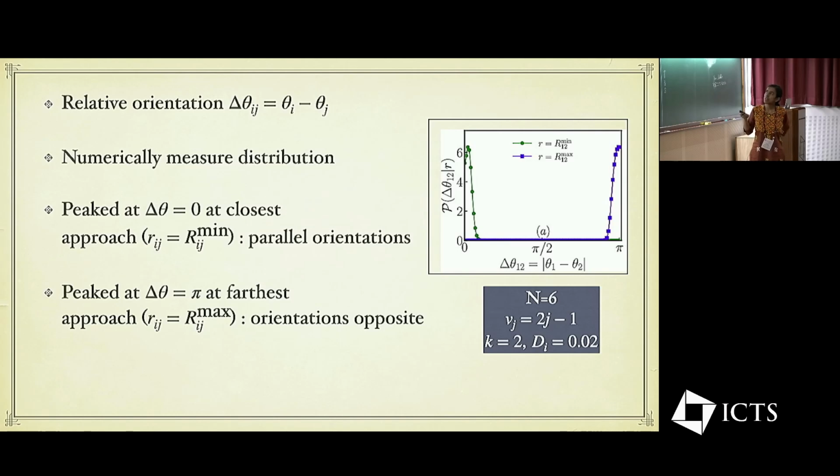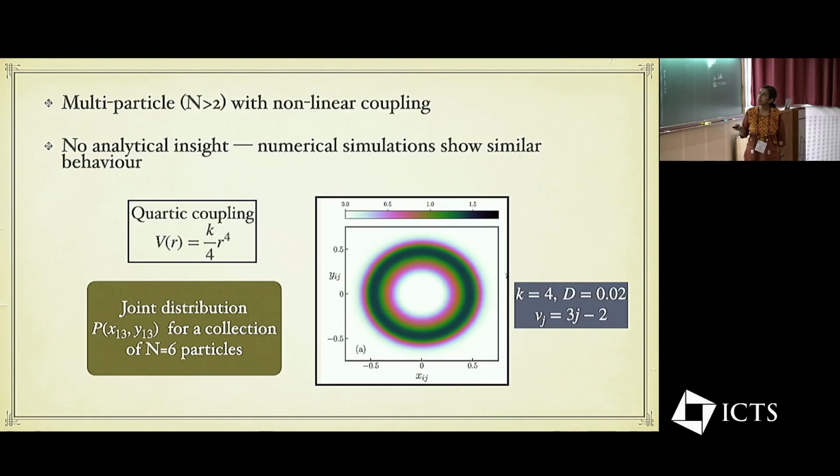It turns out that this is really peaked very close to 0, supporting the argument that we used to get this result. On the other hand, for Rmax, this is close to pi, so they are basically moving in the opposite direction. And they cannot go further because there is an attractive potential in the system.